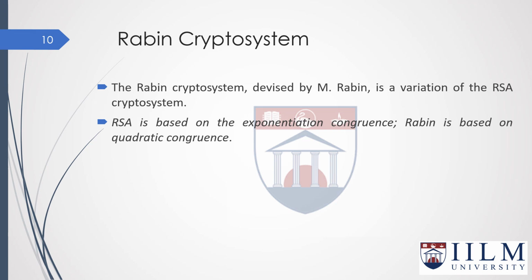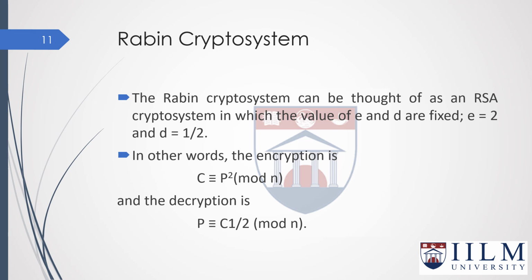Okay, let's move to the working part. The Rabin crypto system can be thought of as an RSA crypto system in which the values of E and D are fixed. That is, the two keys are fixed. E should be 2 and D should be half. In other words, the encryption is C congruent to P square mod n, and the decryption is P congruent to C to the power 1 by 2 mod n. This is not C times 1 by 2. This is C to the power 1 by 2.